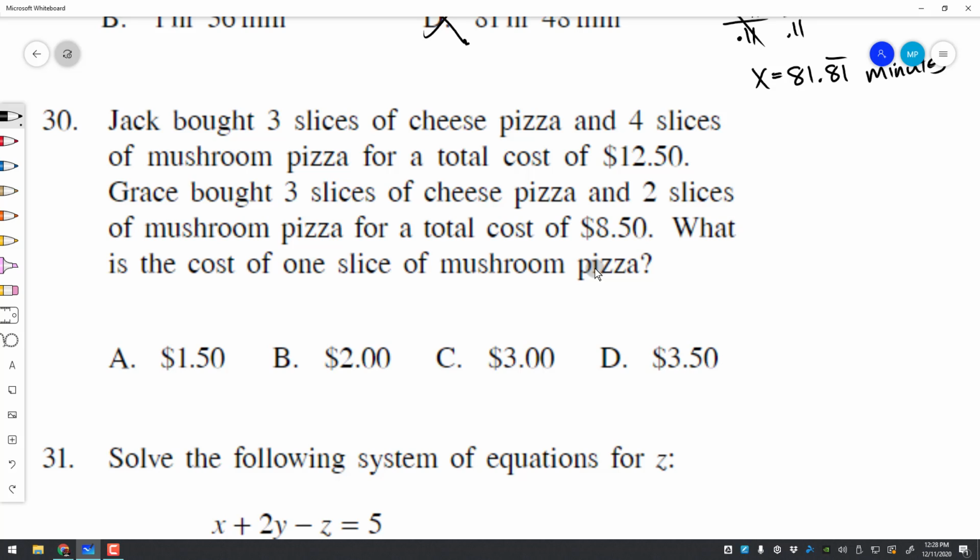Well, it's important to know that we do have 2 unknowns here. We've got cheese and mushrooms. Let's use C and M. You know what, let's use some context ones. Let's let C represent the cost of 1 slice of cheese pizza. And let's let M represent the cost of 1 slice of mushroom pizza.